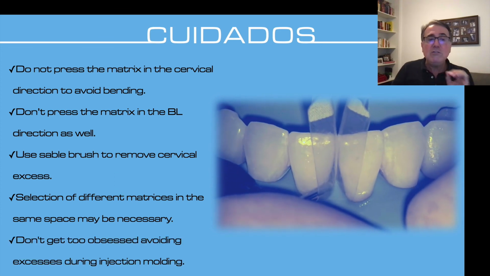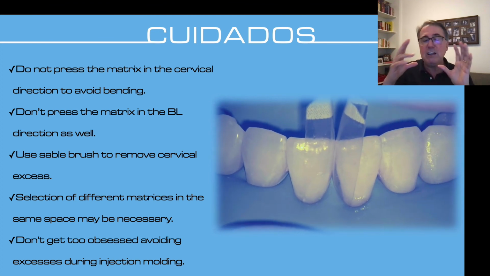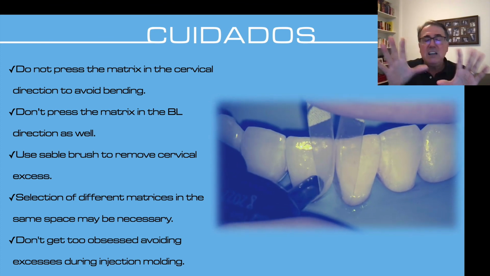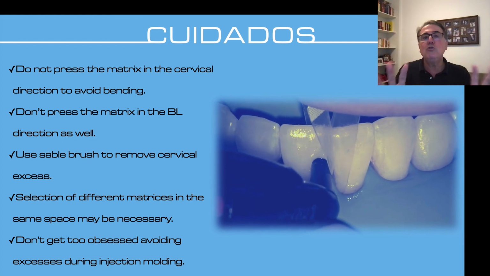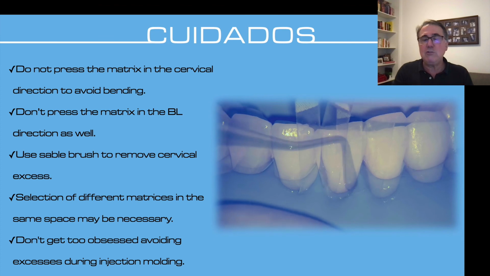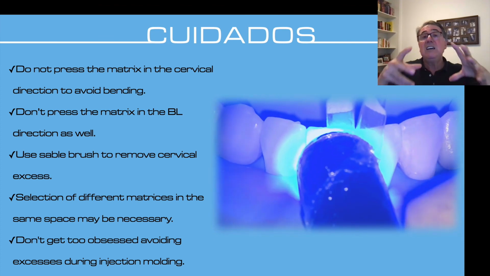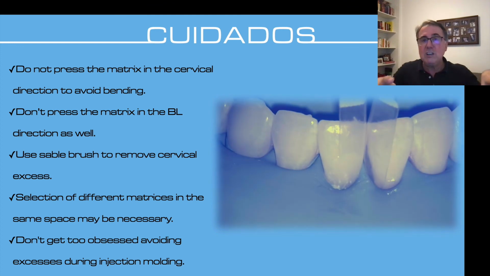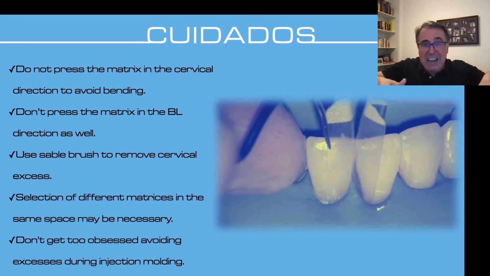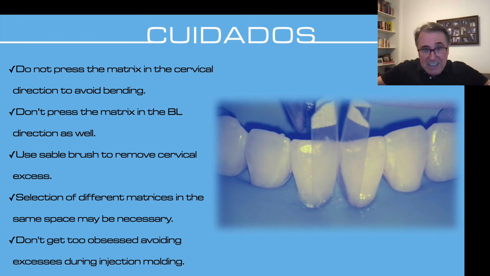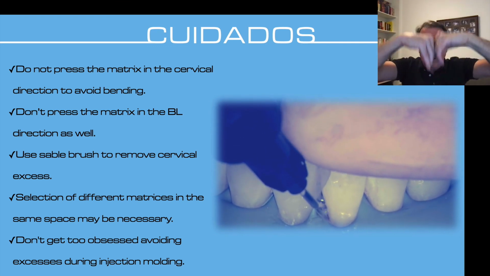And don't get too obsessed with avoiding excess during injection molding. Don't try to remove all the excess. The excess is going to be on the surfaces that are easy to remove. Don't get too obsessed with that, because sometimes if you try to remove too much of the excess, what's going to happen is you're going to have bubbles. You're going to have less material than you should have inside the matrices, inside that area where the matrix is supposed to be very well adapted.